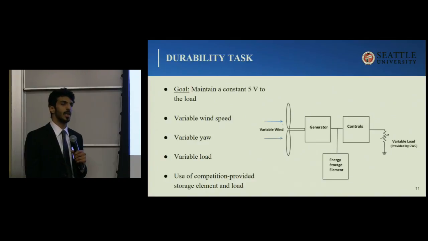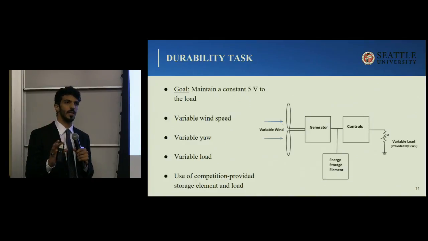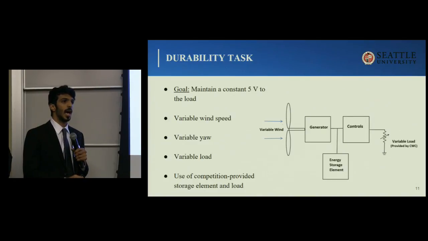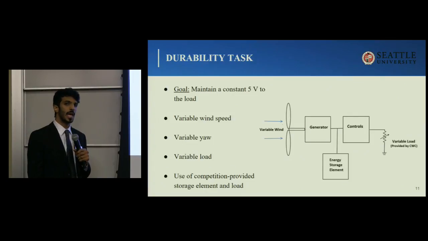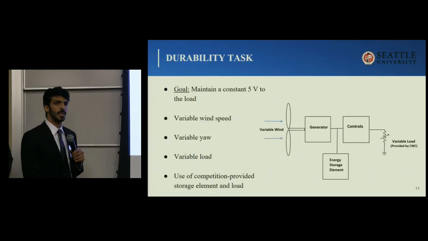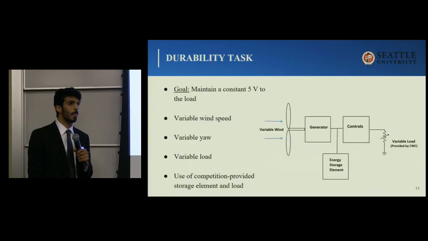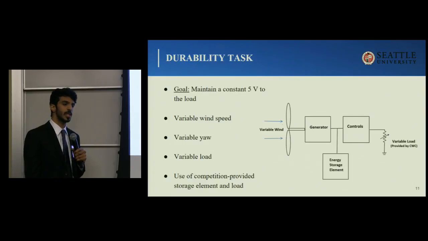The last one is the durability task. The goal here is to maintain a constant 5-volt output under variable wind speed, variable yaw, and also variable load. The team is also asked to use the energy storage element provided by the CWC judges in case of low wind speeds.